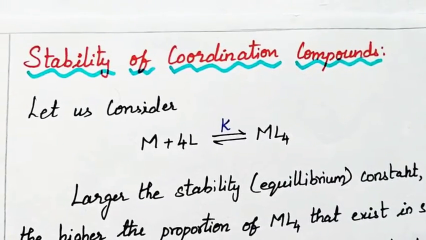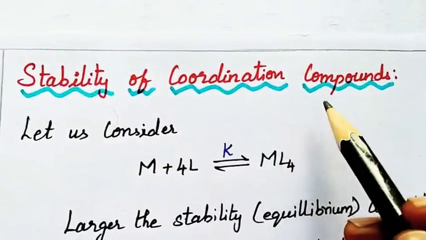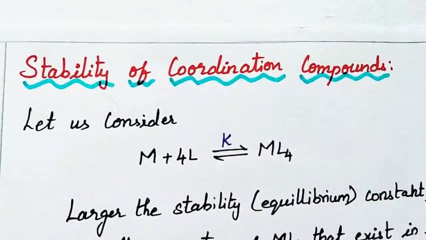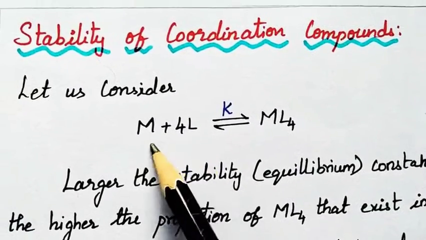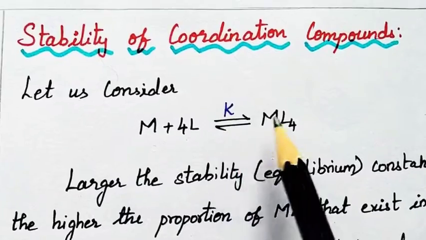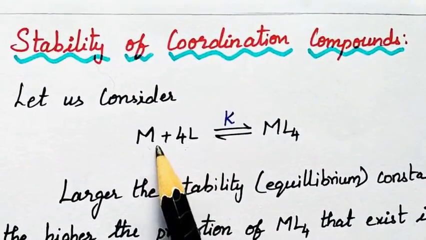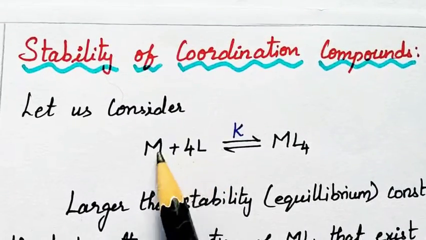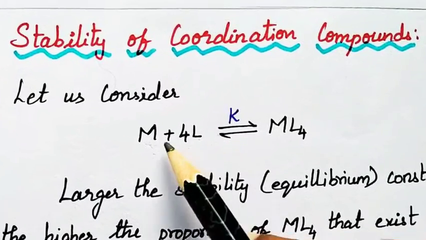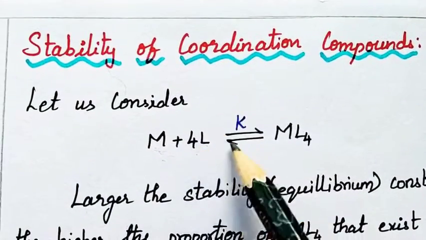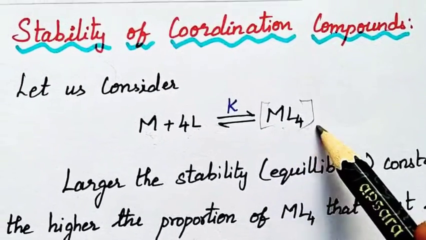Next, let's see about the stability of coordination compounds. The stability of coordination compounds depends on the degree of association between the two species involved in the equilibrium state. Let's consider a metal and 4 ligands. I am going to mix these in solution form in the aqueous state. The metal and the ligands bind together and form a complex, right? So a metal-ligand complex will be formed.